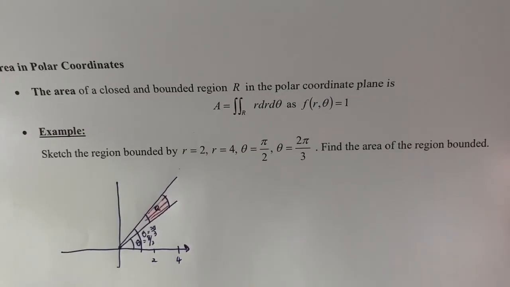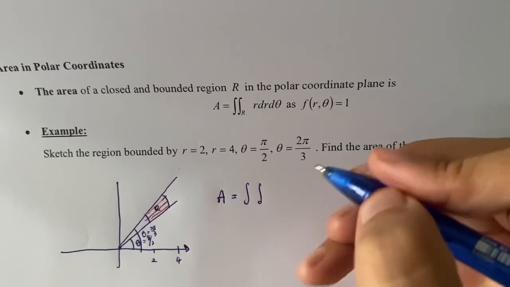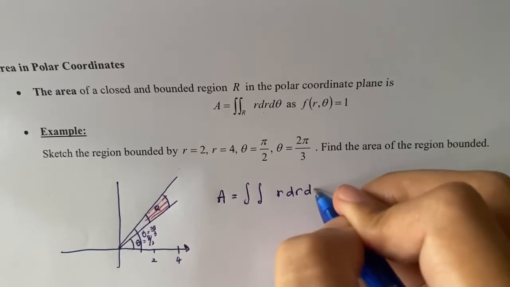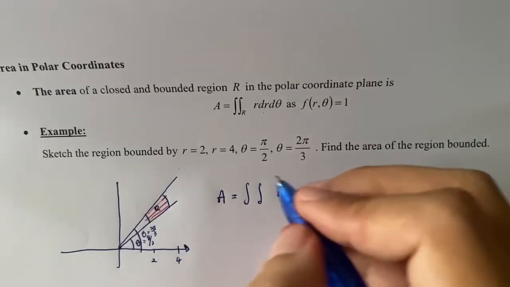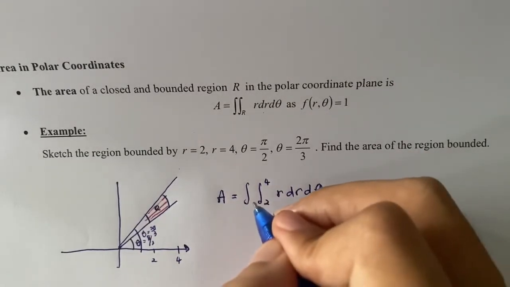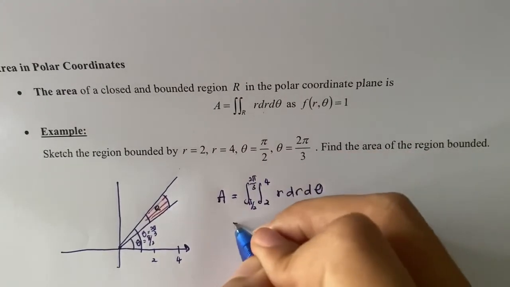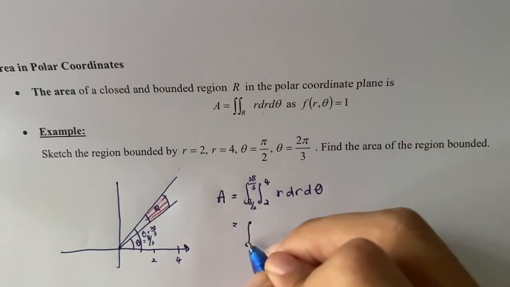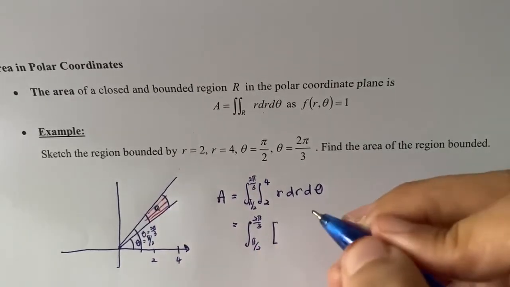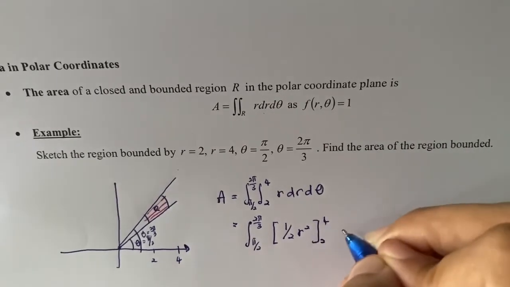Okay. So for this one, to find the area, A is equal to double integral, f(r, theta) is equal to 1, and then we just have r dr d theta. The lower limit for r is equal to 2. The upper limit is 4. The lower limit for theta is equal to pi/2. Upper limit is 2 pi/3. So for the area, we have pi/2 to 2 pi/3, integral of r, we have 1/2 r square, limit from 2 to 4, d theta.